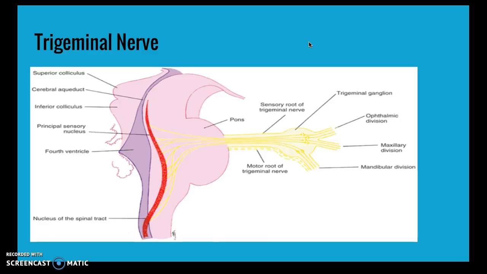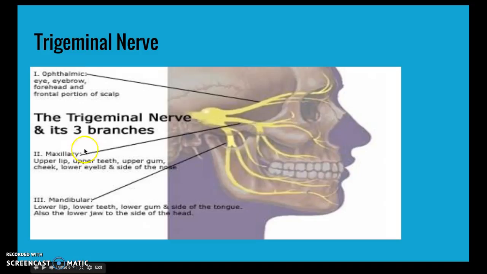So here's a good picture of the pons right here, and then you can see the 2 roots, the sensory root of the trigeminal nerve, the motor root of the trigeminal nerve, and then here is the actual trigeminal nerve that splits into the 3 divisions here. And this is just another one with the face. You can see here the trigeminal nerve and then the 3 branches, and you can see with the branches what areas they supply.